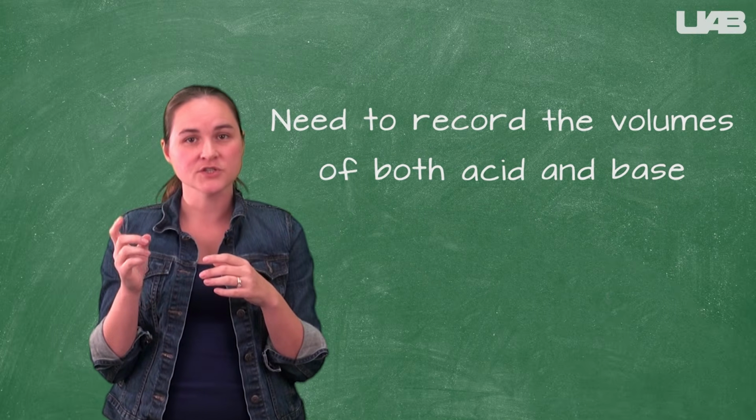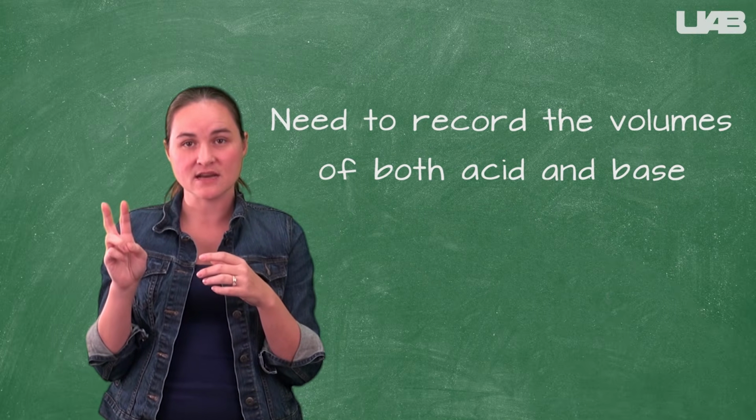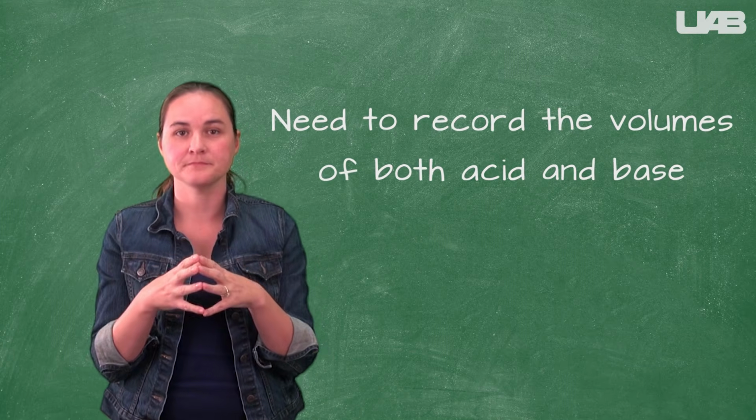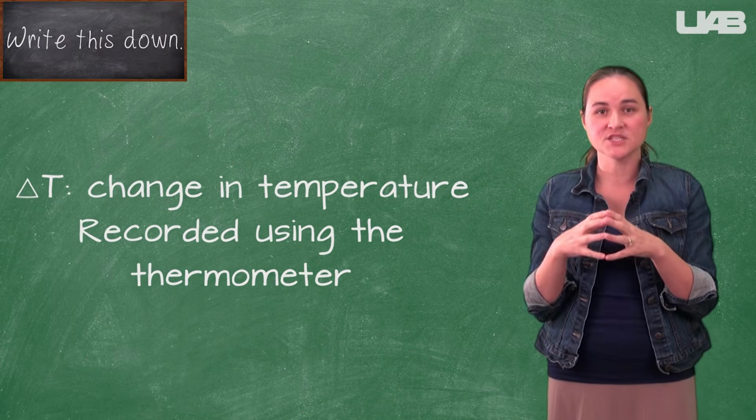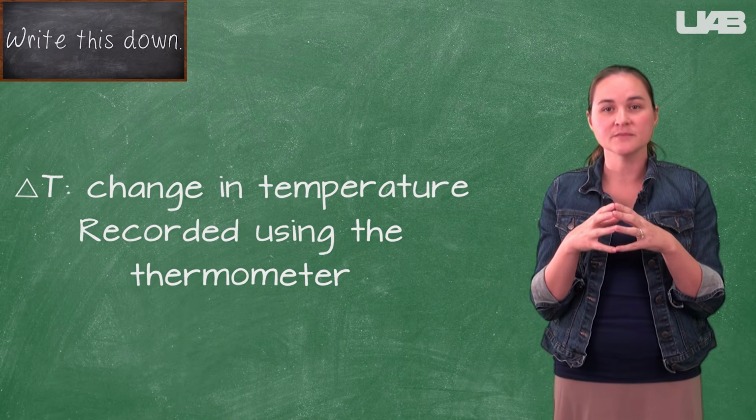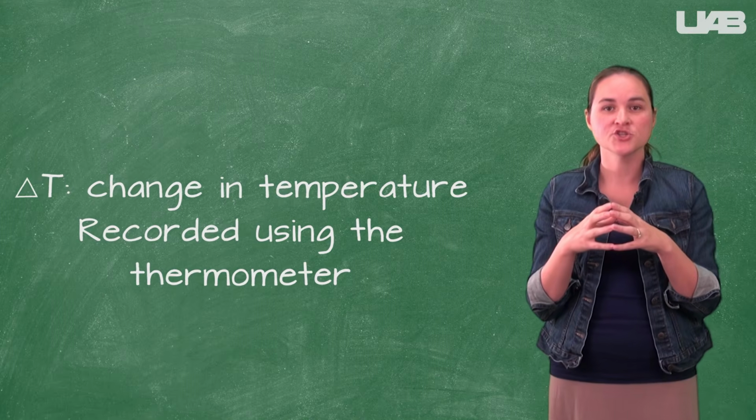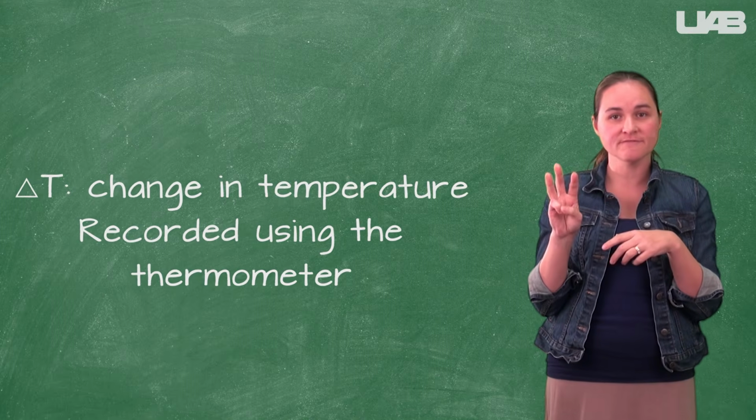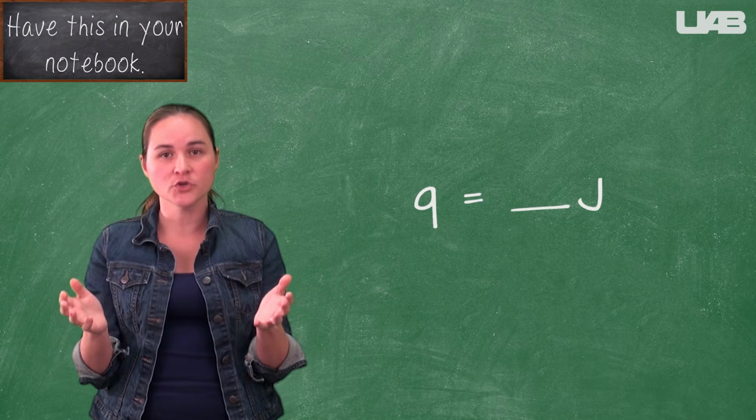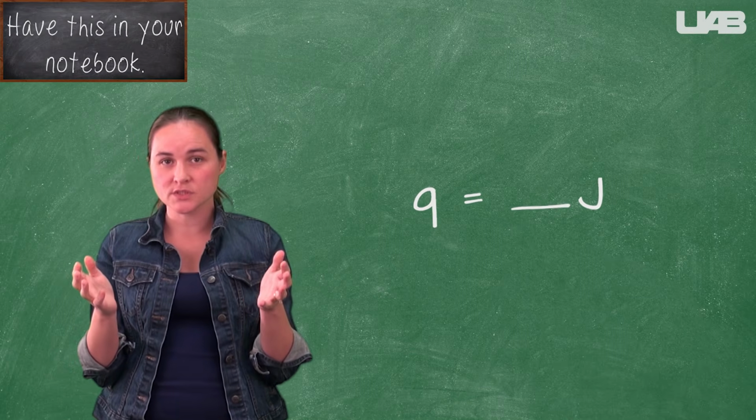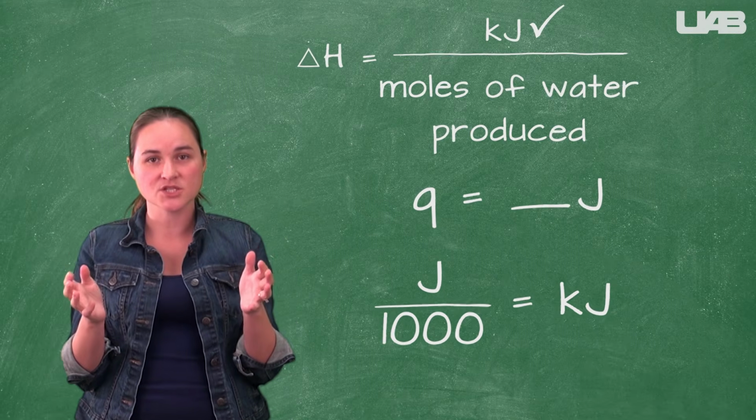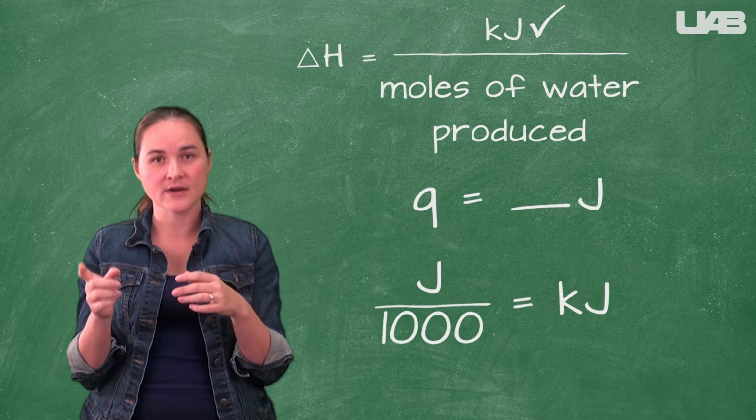So now we've introduced the first 2 variables that we need data for, volume of both the acid and the base. Delta T represents the change in temperature, which you will measure using a thermometer, and you will keep this in degrees Celsius. Change in temperature is the 3rd and final data we will need to collect. Solving for Q will give us a value that is in joules. A simple conversion to kilojoules gives us the first piece of delta H. We're halfway to enthalpy already.